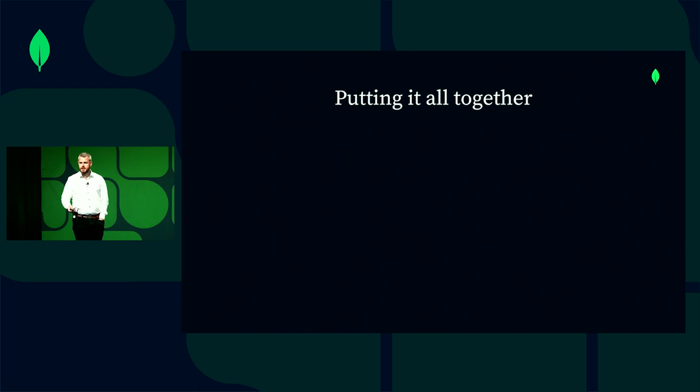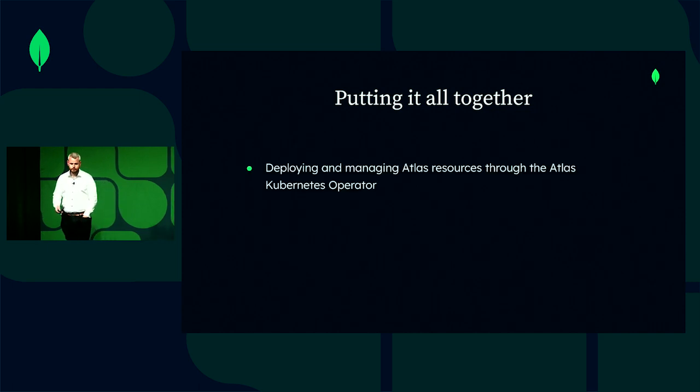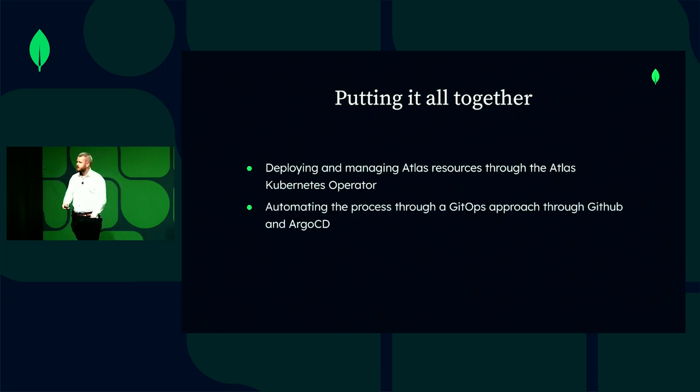Our shortened journey is split into 3 parts. Deploying and managing Atlas resources through the Atlas Kubernetes Operator, ensuring that developers can manage the Atlas configuration in the same way that they manage their configuration of their stack actually running in Kubernetes. Secondly, automating the process through a GitOps approach through GitHub and ArgoCD, making it self-service, scalable, and adhering to IaC principles.